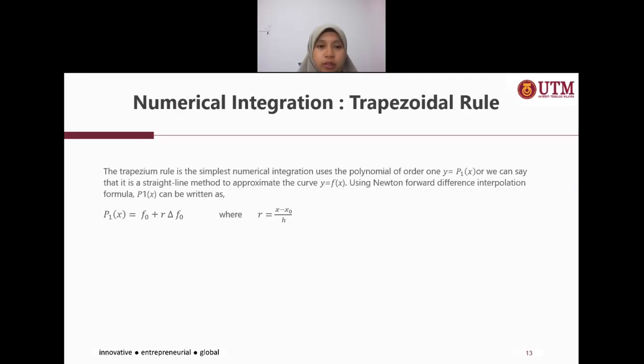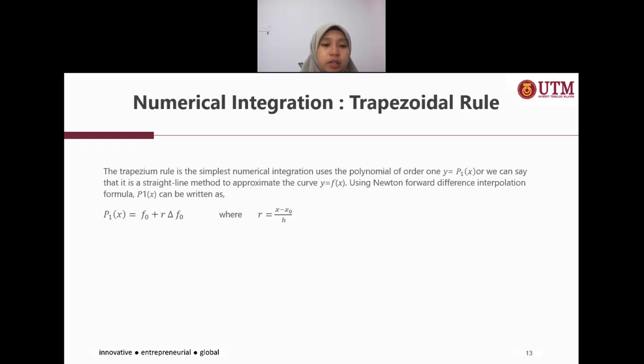The next chapter is numerical integration, where we will discuss the methods of numerical integration. The first is the trapezoidal rule. The trapezium rule is the simplest numerical integration, using a polynomial of order 1, y equals p1(x), or we can say that it is a straight line method.